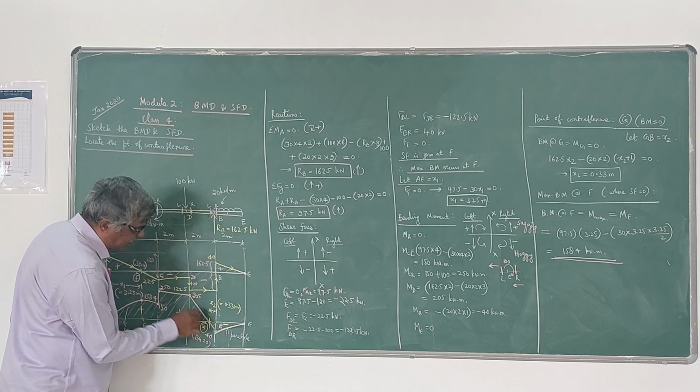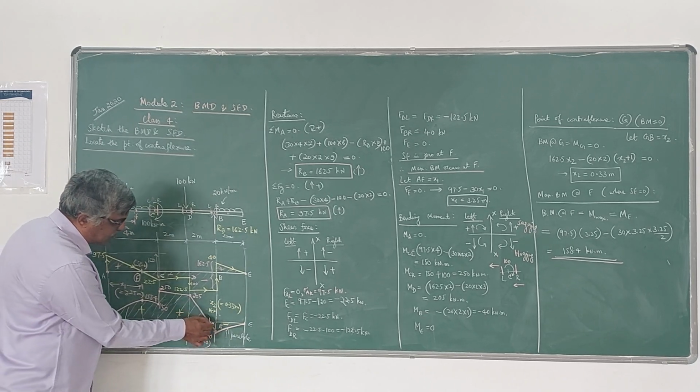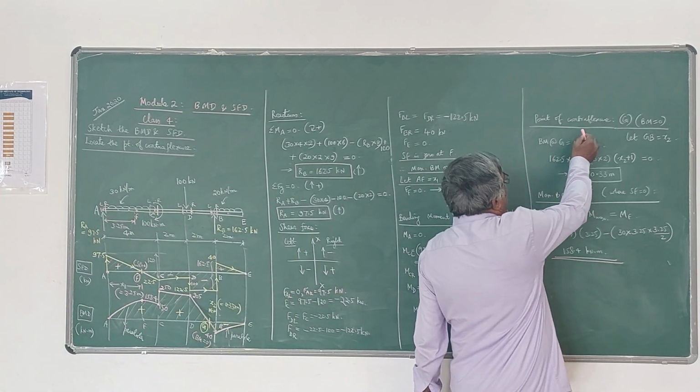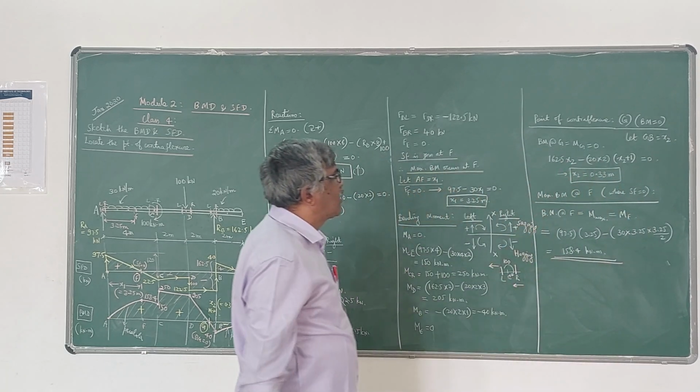At this point G, where it cuts that horizontal line, it is neither positive nor negative, it changes from positive to negative. Therefore, this point is called the point of contraflexion. Point of contraflexion is G, where bending moment is 0. We have to locate that point of contraflexion.